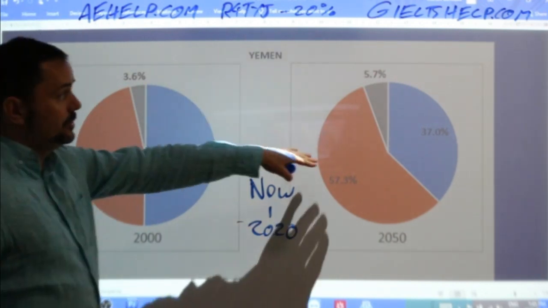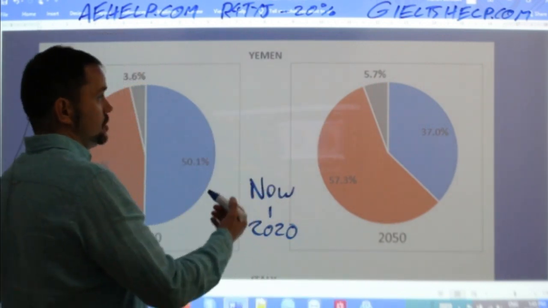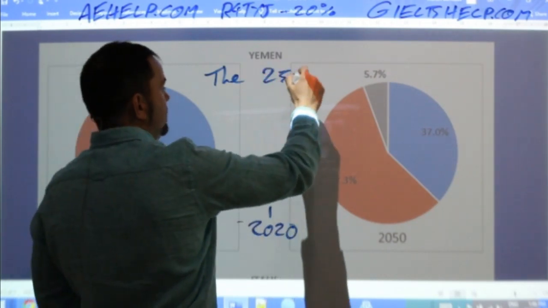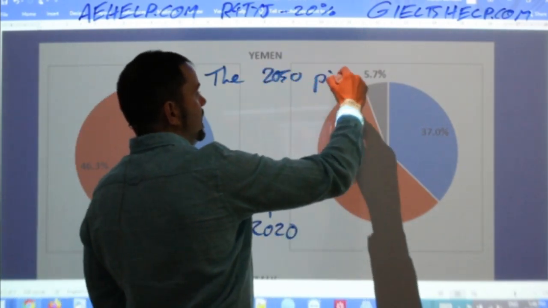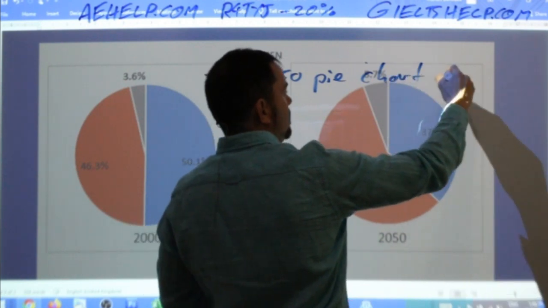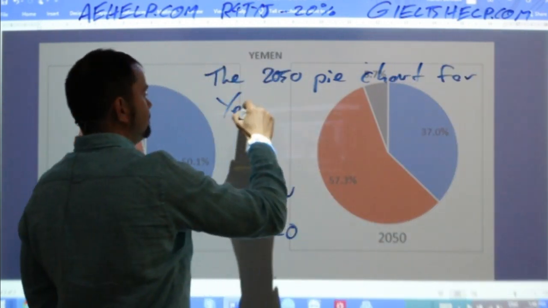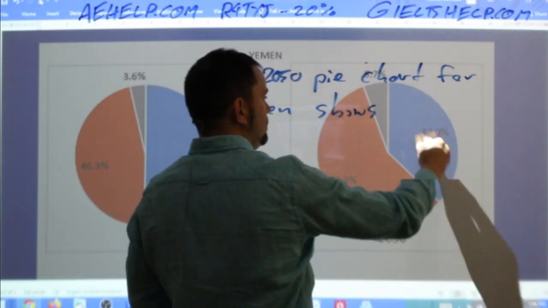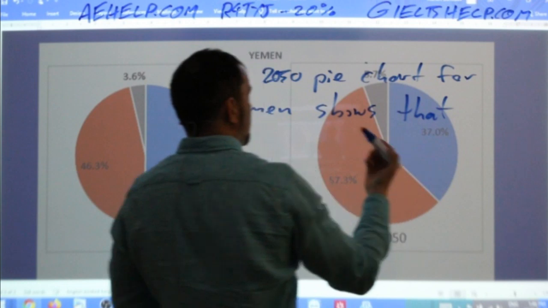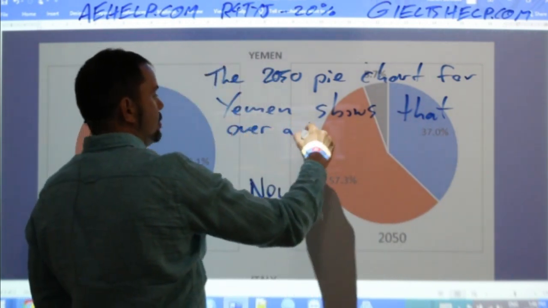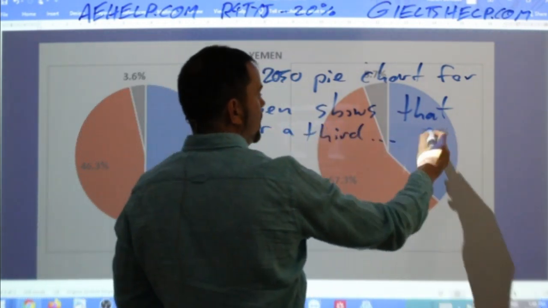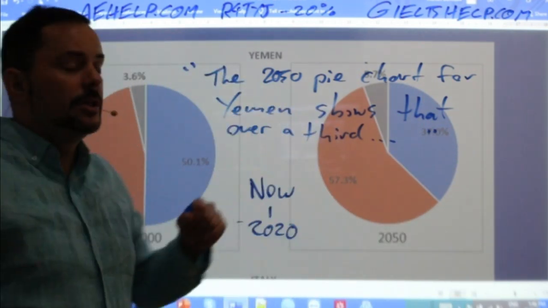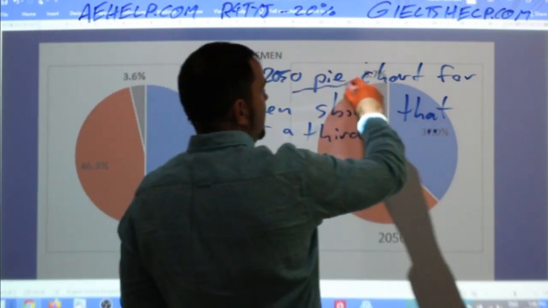Now, if you're referring to the chart, you can use present tense. So you can say the 2050 pie chart for Yemen shows that over a third, and I'm not going to keep going here. So you see how here I'm using the present tense? The reason why is because I'm referring to the pie chart.